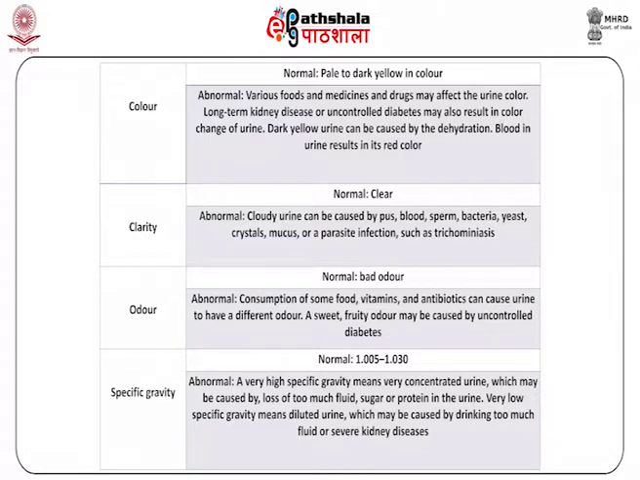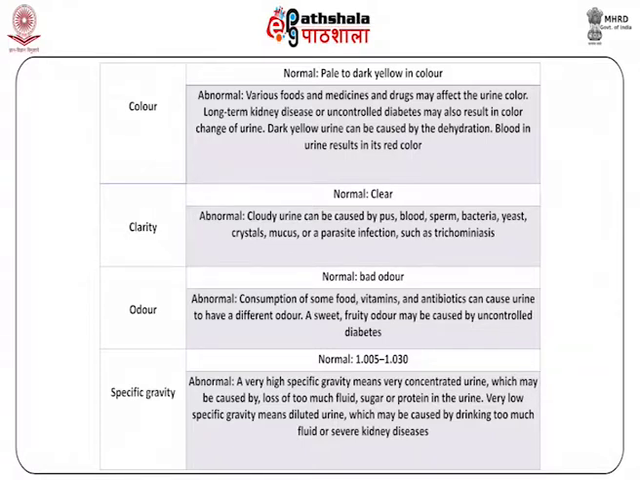In terms of color, normal is pale to dark yellow in color. Abnormal: various foods, medicines and drugs may affect the urine color. Long-term kidney disease or uncontrolled diabetes may also result in a change of urine color. Dark yellow urine can be caused by dehydration, and blood in urine causes its color to change to red.